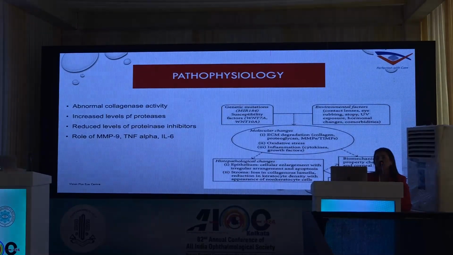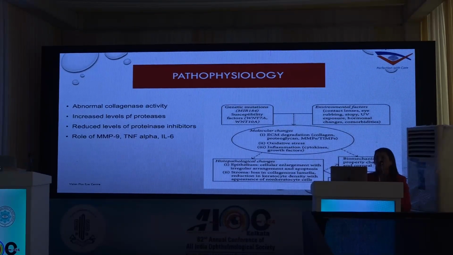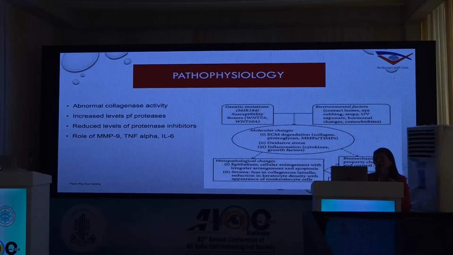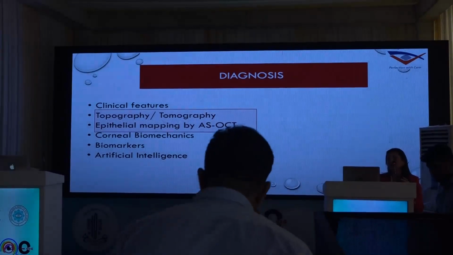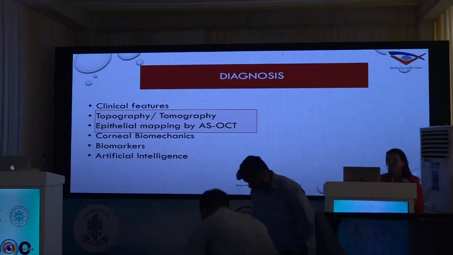I will not delve into the pathophysiology, though we know about the abnormal collagenase activity and some of the markers and inflammatory markers. The genetic factors and the environmental factors all get together, which leads to biomechanical changes, resulting in keratoconus. So the two hallmarks are thinning and ectasia. But when do we diagnose it? Clinically, we know some of the features, but I'll be focusing today on some of the investigative modalities.